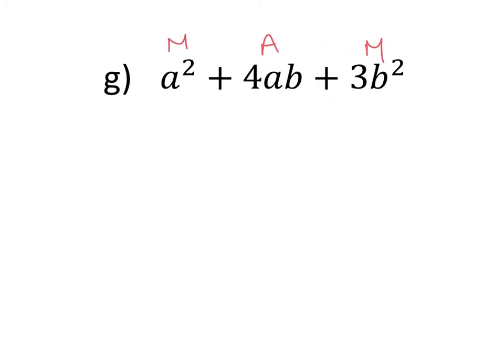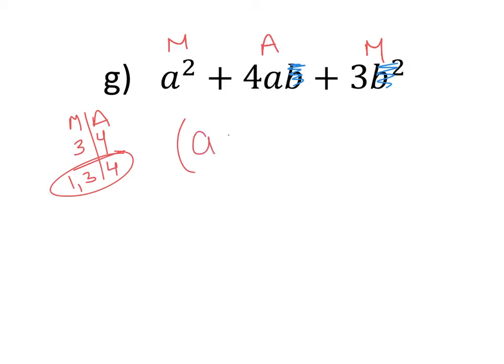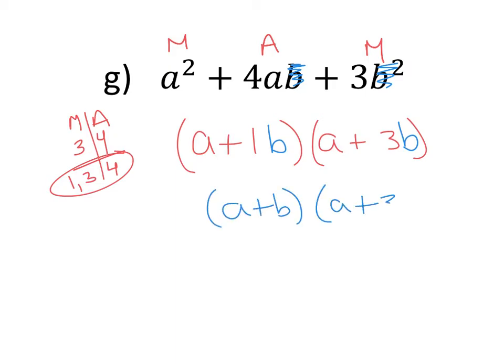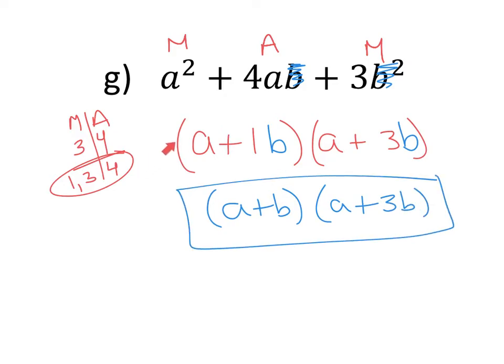Remember when we have 2 variables, we're just going to ignore the b's for now. We'll bring them back in our answer. Our m value is 3, and our a value is 4. We have 1 times 3, which does in fact add to 4. So it's going to be a plus 1 and a plus 3. And then remember, we put that b in that second spot. So really, we don't need this 1 here. So we can just say it's a plus b and a plus 3b. But if you left it like this it's totally fine. And here we used MAM. Let's take a look at letter J on the next page.